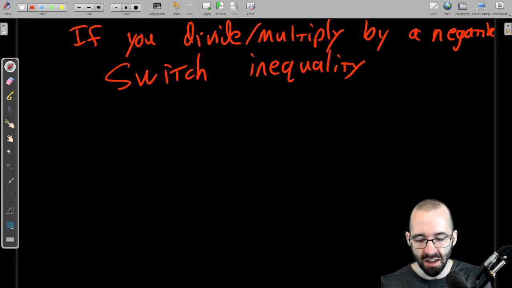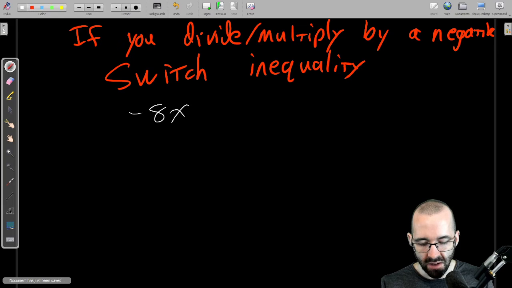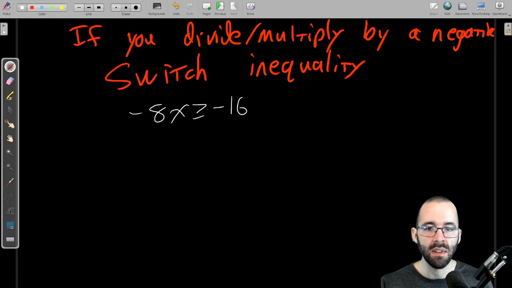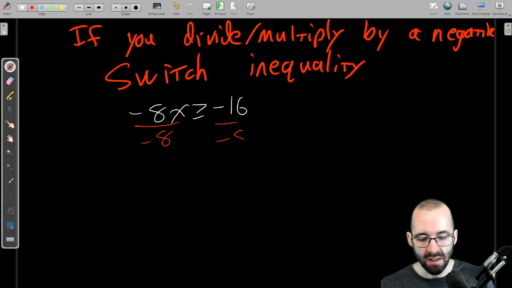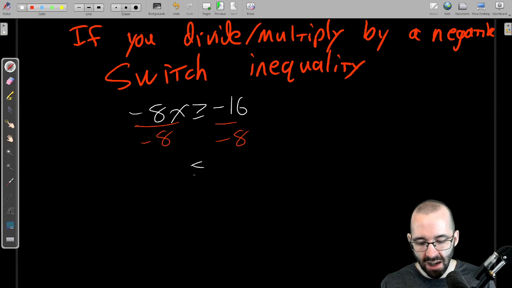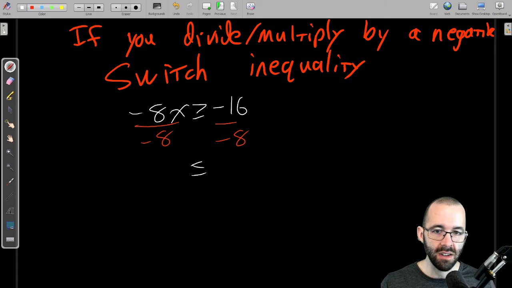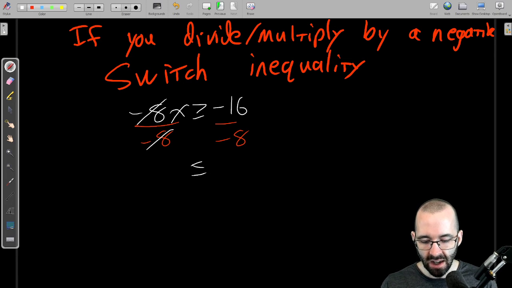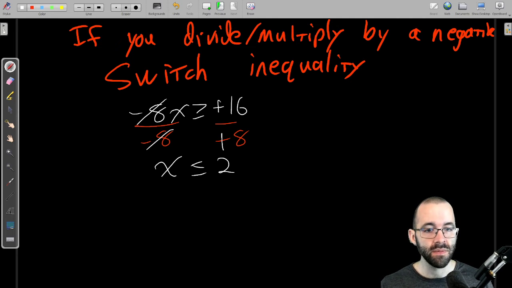We'll see that in this first example on the right, -8x is greater than or equal to -16. We need x by itself, so we're dividing both sides by -8. Alarm bells: divide or multiply by a negative, switch that inequality. So the greater than or equal to sign becomes a less than or equal to sign. On the left-hand side, they cancel out, it's just an x. On the right-hand side, a negative divided by another negative is a positive, and 16 divided by 8 is 2.